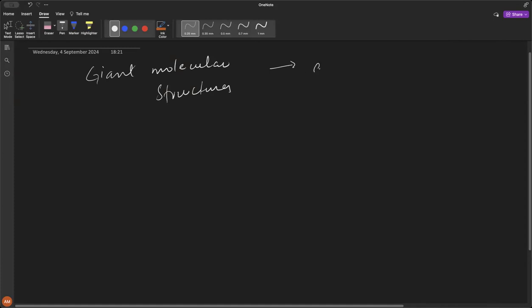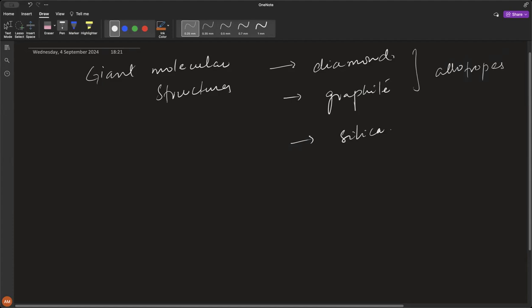We are going to be doing diamond, we are going to be doing graphite, and we are going to be doing silica. All right, diamond and graphite are actually allotropes. We'll get to know what they are. All right. So this is what we have to do. These are giant covalent structures.